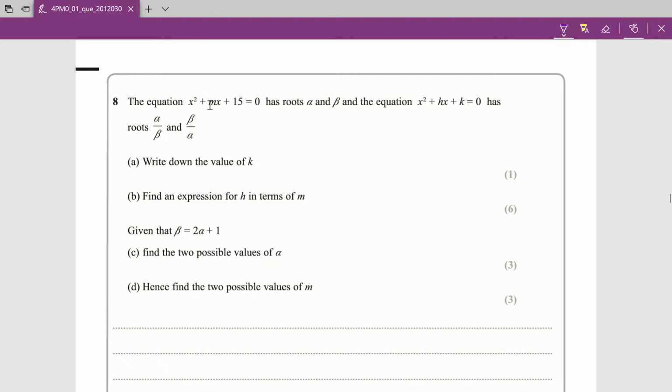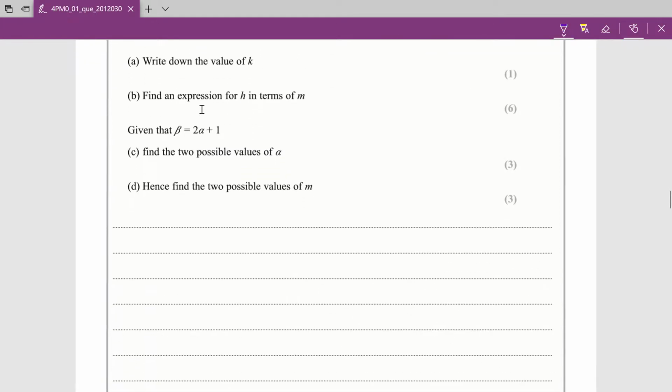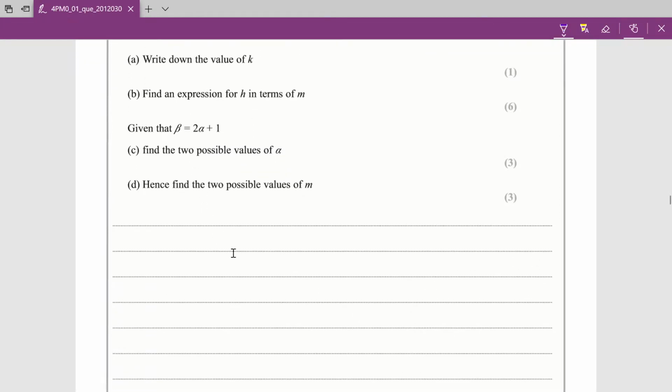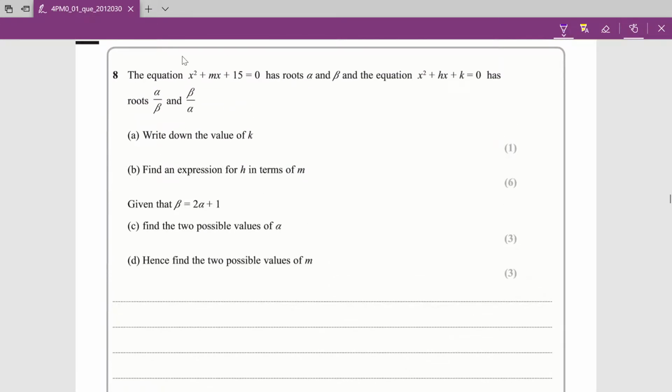The equation x squared plus mx plus 15 is 0 has roots alpha and beta, and the equation x squared plus hx plus k equals 0 has roots alpha over beta and beta over alpha. And these alpha and beta refer to the roots of the original equation. Anyway, we can see initially that both of these equations have no additional coefficient for the x squared.